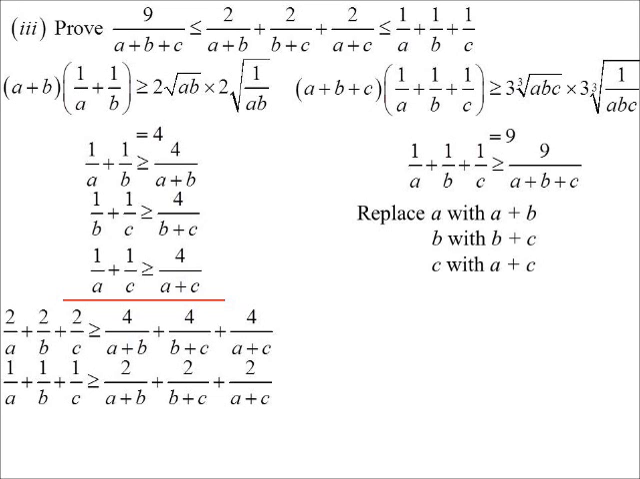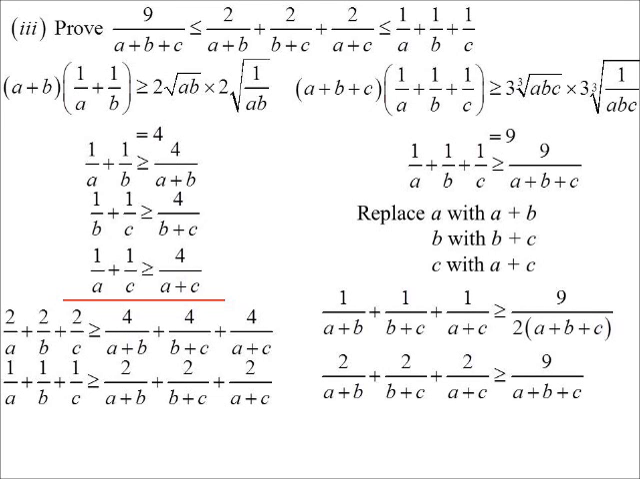Okay? There you go. Okay? So I ended up with 1 on a plus 1 on b plus 1 on c greater than or equal to 9 on a plus b plus c. Fantastic. That's got my right-hand side is bigger than my very first thing. But I haven't got the bit in the middle. So how do I get it?